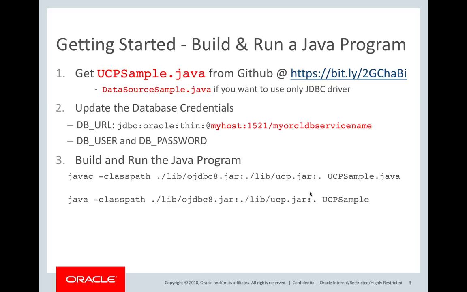Once you have the sample code, update the database credentials to point to the Oracle database that you have access to. Make sure to update the database URL with the host name, port number, and the service name of your database. Provide the required database user and password. The last step is to compile and run the Java program.